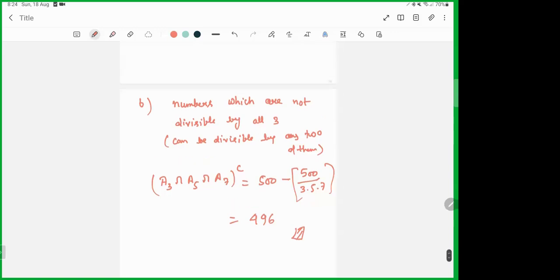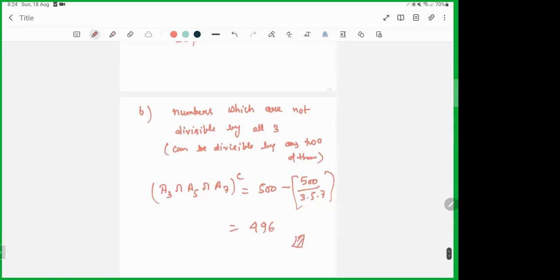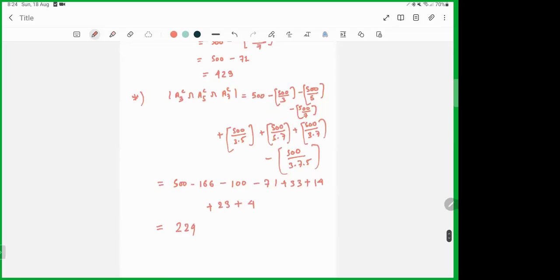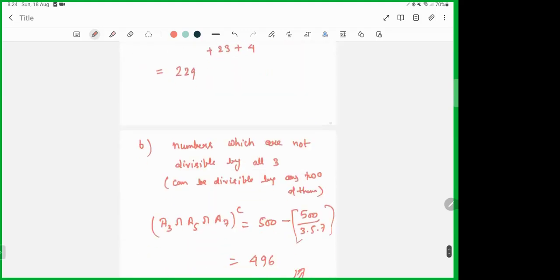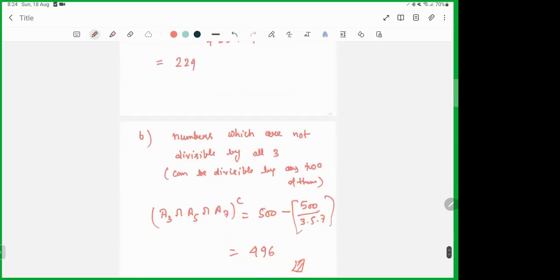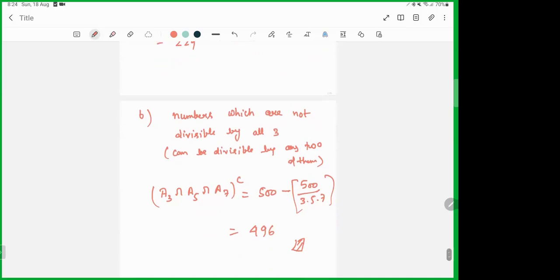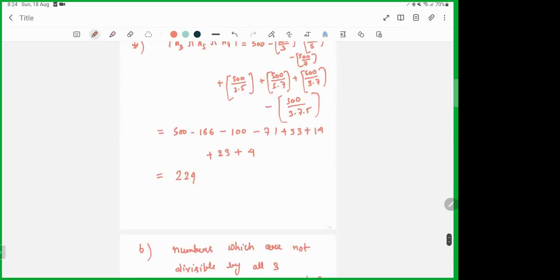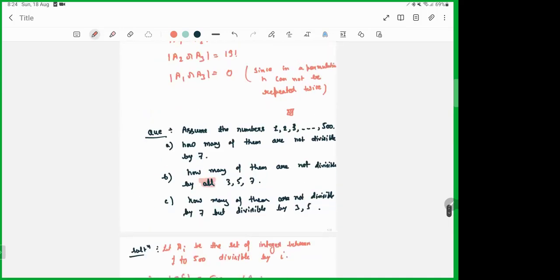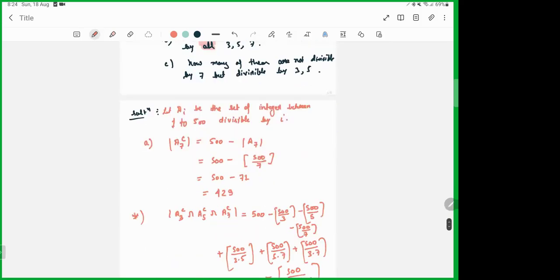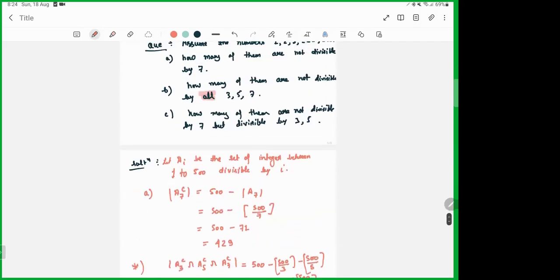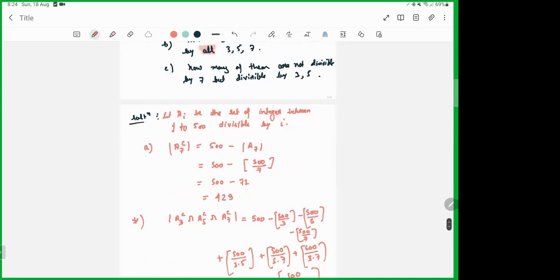So the first computation which we did is saying that numbers which are neither divisible by 3, nor divisible by 5, nor divisible by 7. And the computation Abhishek was saying is numbers which are not divisible by all three. So they can be divisible by two of them, but not all three divide them. So this is the computation. Abhishek is saying that the question is pointing out this thing, but I was initially thinking that the question is pointing out this one, but whatever is correct, this is the solution.